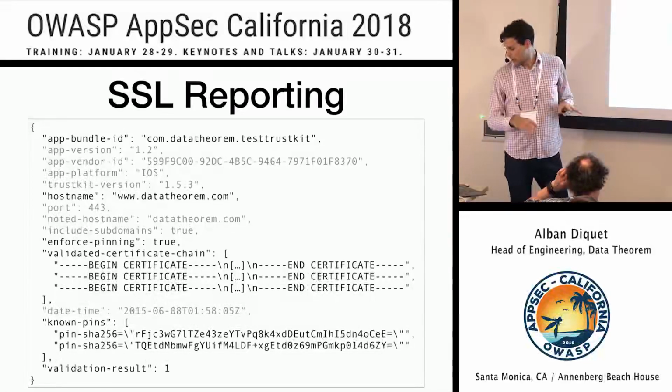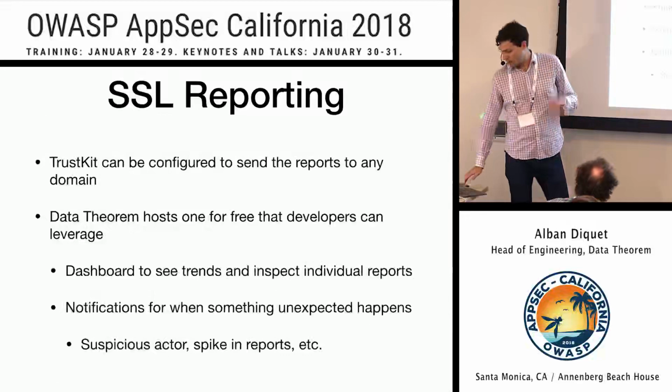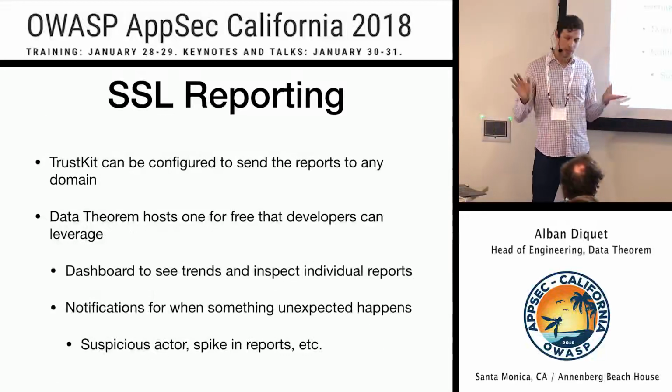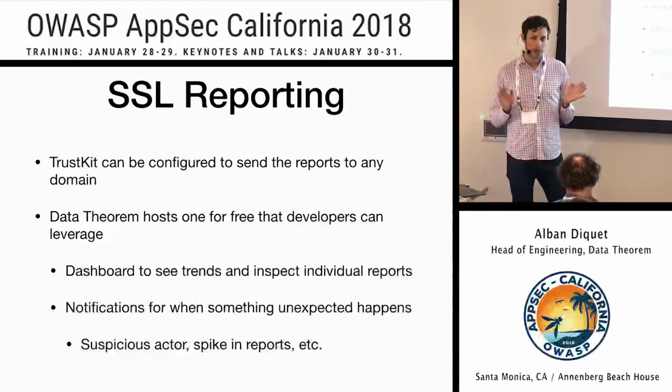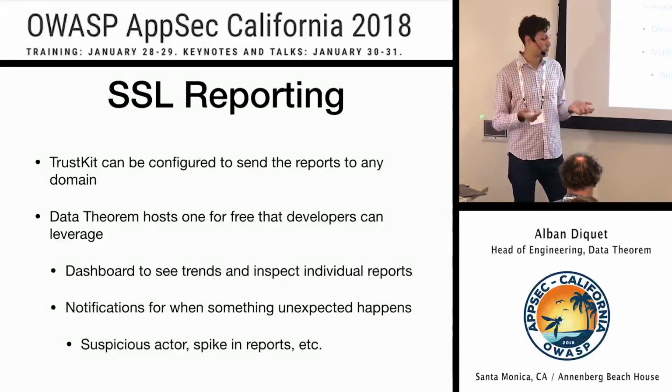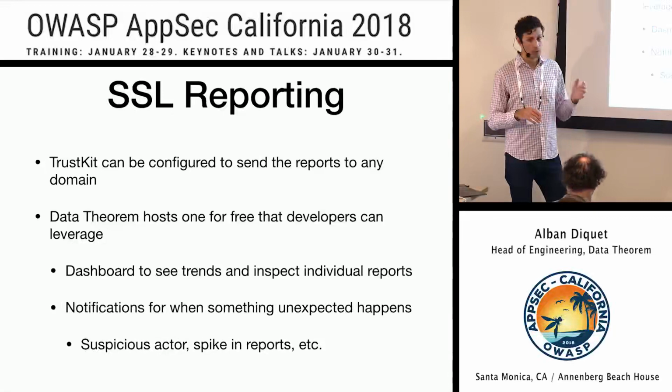And so the idea with that is that you get a report so you can see what's going on across all of your user base. You know how many users are getting their traffic intercepted and why. So we think it's pretty valuable. And so when you enable that in TrustKit, you have the option to send the reports to our server, which is hosted by the Ethereum for free.